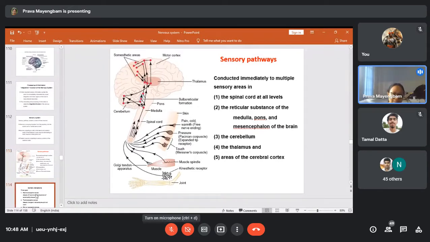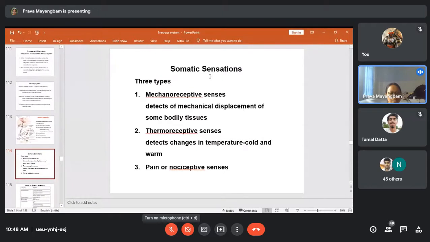Then these somatic sensations are classified mainly into 3 types: mechanoreceptive senses, thermoreceptive senses, and pain and nociceptive senses.